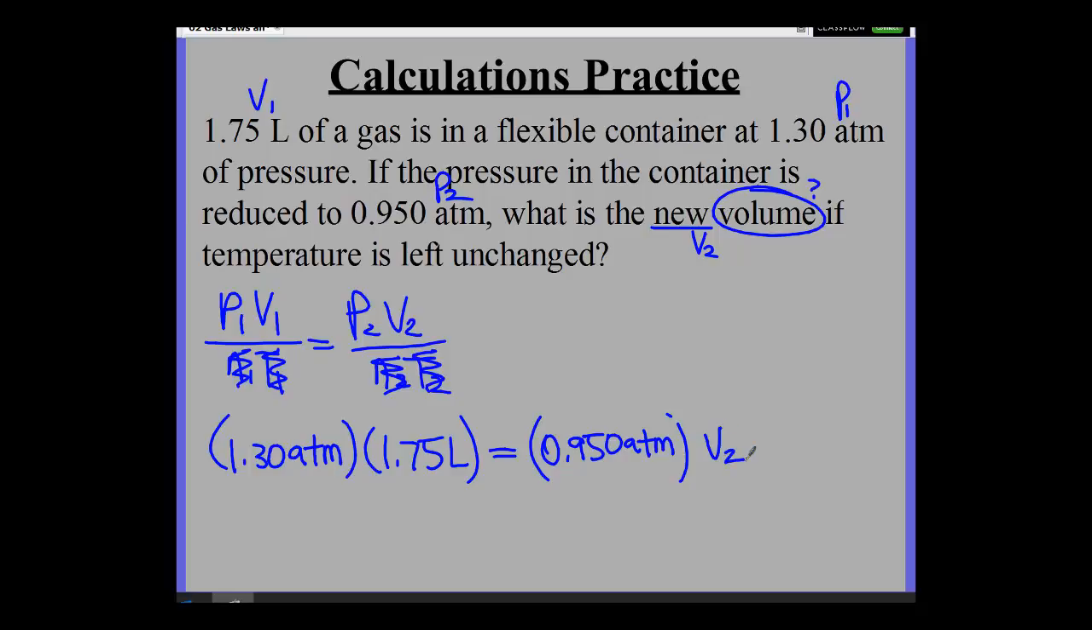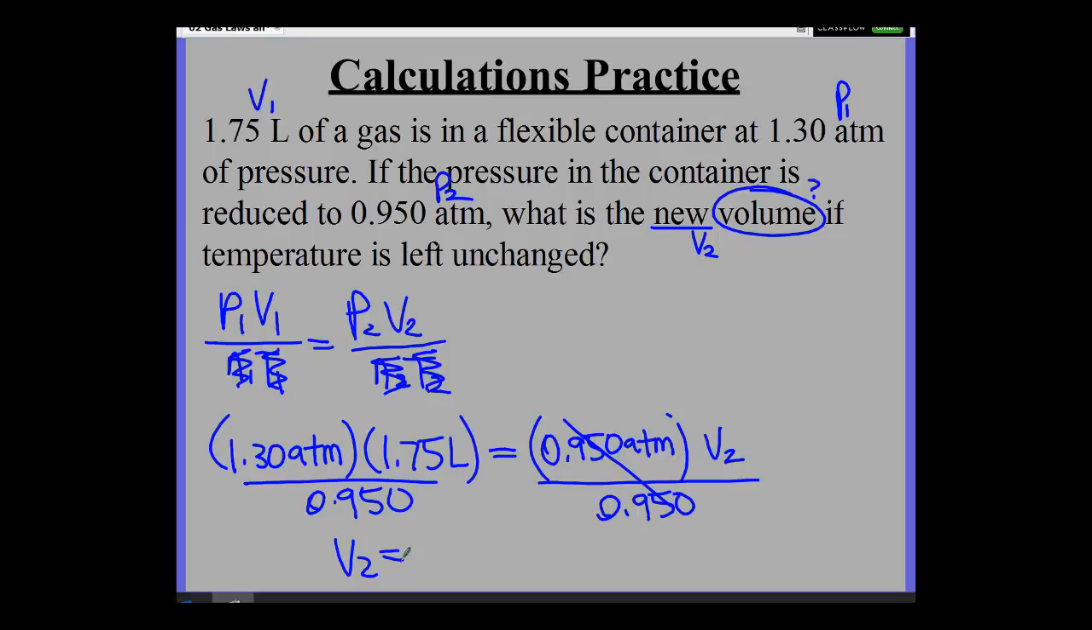So this time is the only time you won't cross multiply, right? Most of the time you will. When you have two fractions, you cross multiply. That's the easiest way to solve for that. Here you don't, because there's no fraction. So you multiply these two and divide by 0.950.